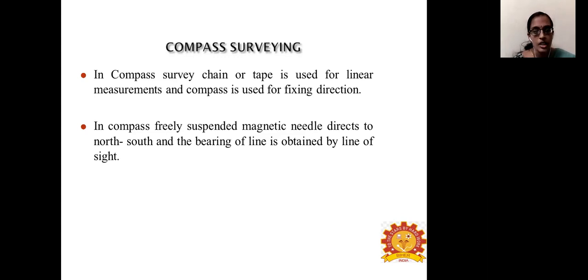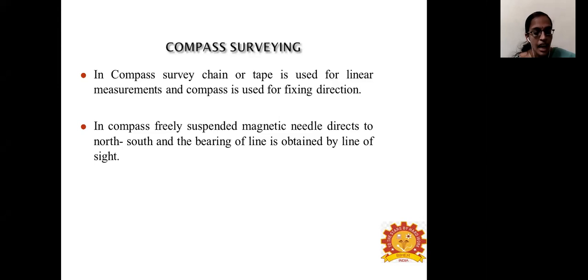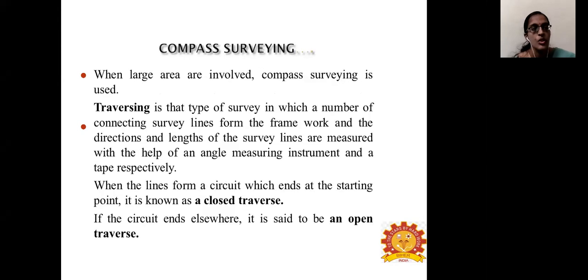Compass surveying means we use a chain or tapes for linear measurements, and the compass is used to fix the direction. The freely suspended magnetic needle will show the direction in which we are recording the measurements, which indicates the north and south direction. When we are measuring a large area, compass surveying must be used.